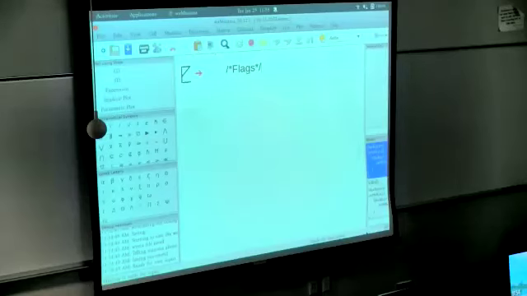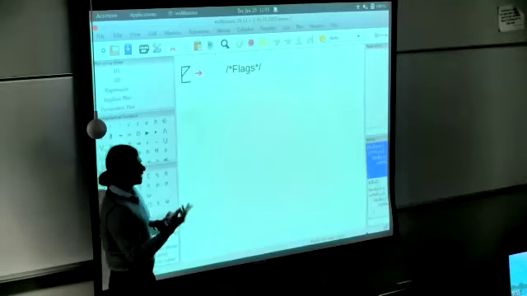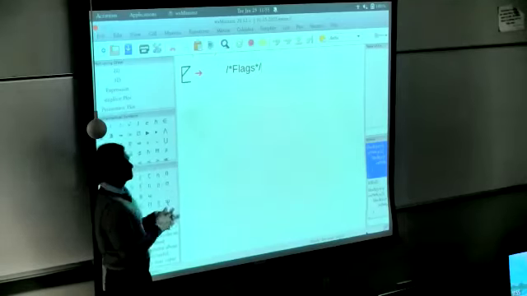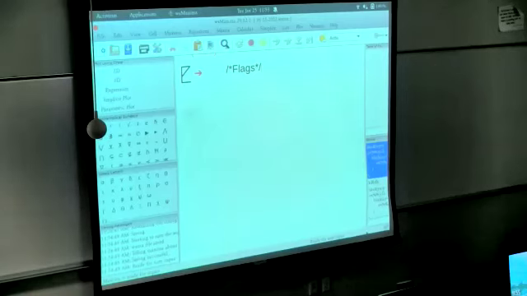So, flags. Flags are simply variables that we set so that for a given session, our Maxima behaves in a certain way. So let's say I use this function, it's called expand.